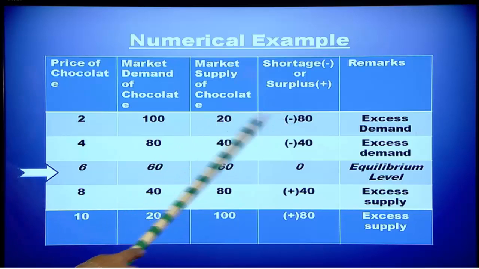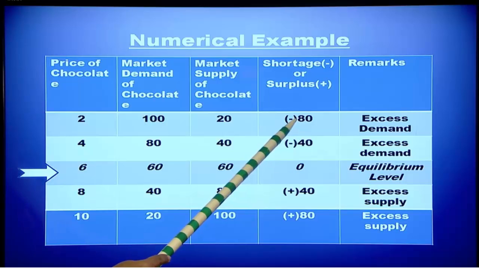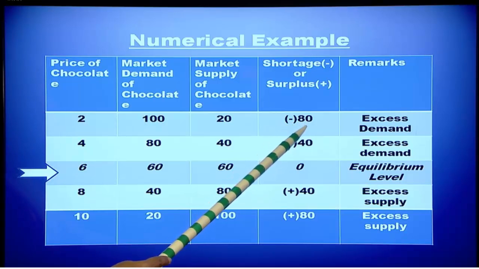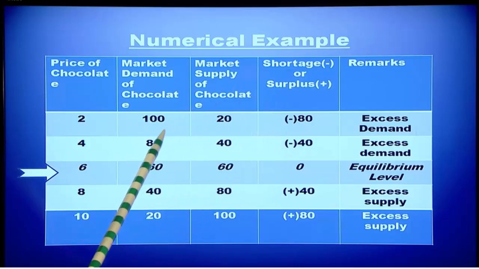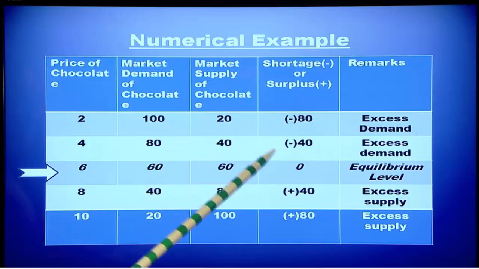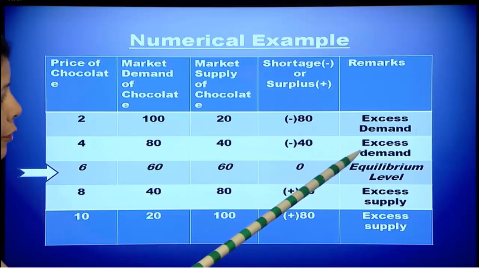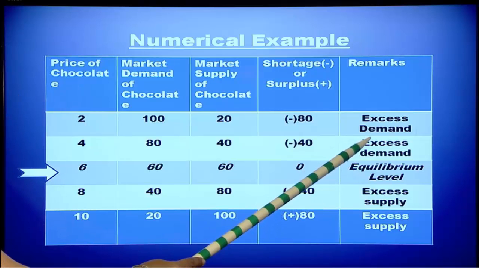Let us see now. At a price of 2 rupees, there is a shortage or surplus of minus 80. What will we call this? Since demand is greater than supply, it is a shortage. Again, at a price of 4, there is a shortage, or what we can call an excess demand.